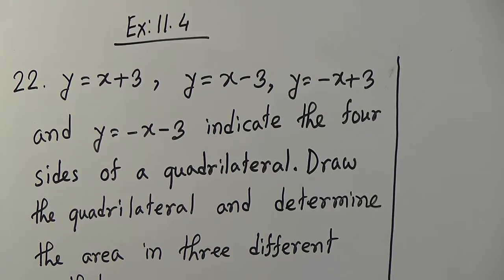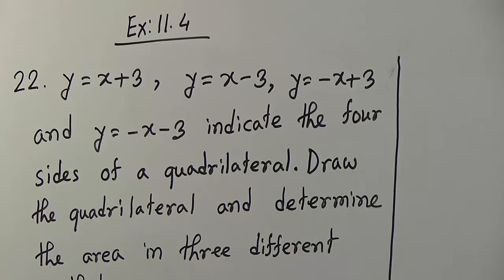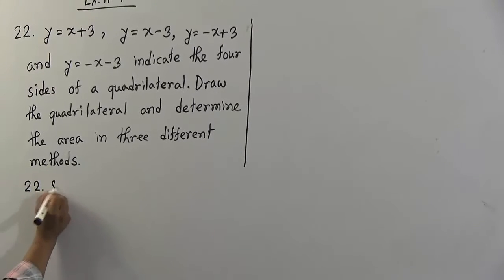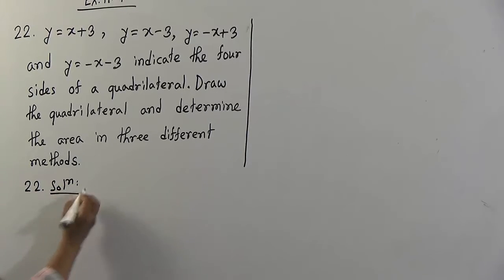We need to find out the area of that quadrilateral in three different methods, and first of all we need to draw the quadrilateral. To draw the quadrilateral, we need to find out the intersecting points of the given straight lines. That's why I am going to solve this one. Look, my dear students, the solution is given.